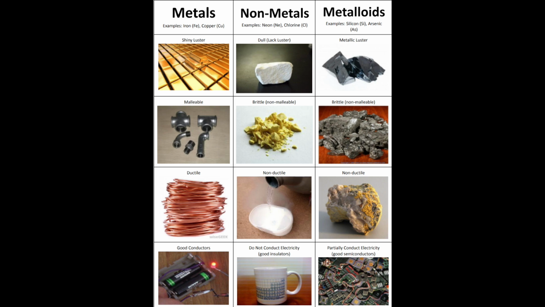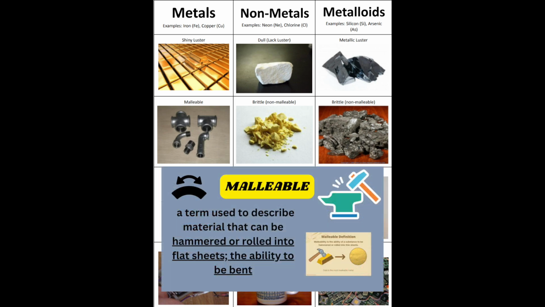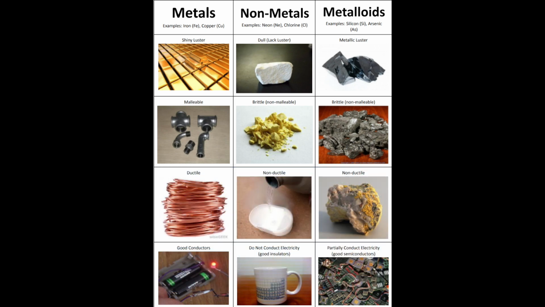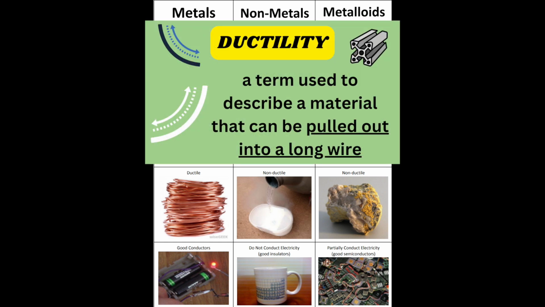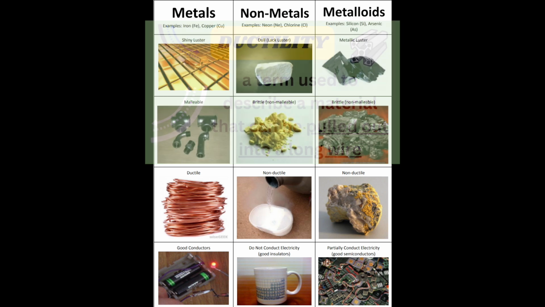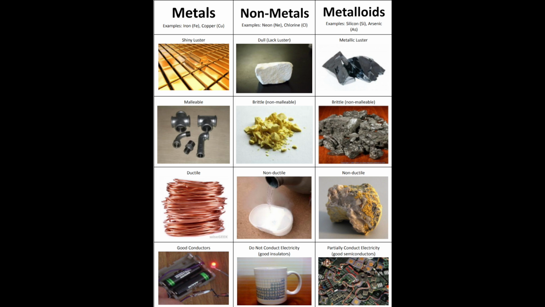Another vocabulary word that you need to know is malleable. Malleability is the ability for a material to bend or be formed under pressure without breaking. Metals are malleable. They can be bent without breaking. Non-metals, on the other hand, are brittle, and the word brittle means that they break easily. You also need to know the word ductile. Ductility refers to the ability for a material to be drawn into a thin wire. Metals are ductile. Think of copper. Copper can be drawn into a thin wire.